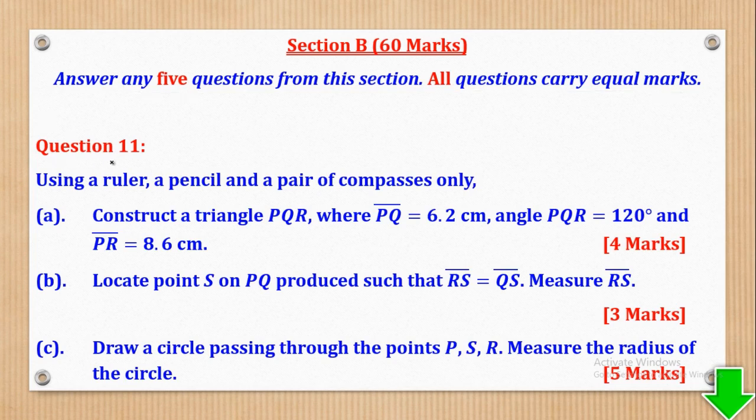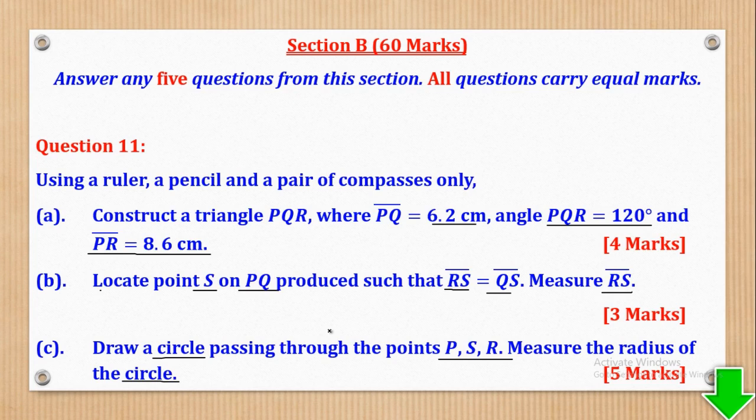So we shall start with question 11. Question 11 says, using a ruler, a pencil, and a pair of compasses only, part A, construct a triangle PQR where PQ is 6.2 centimeters and angle PQR is 120 degrees and PR is 8.6 centimeters. Then part B says, locate point S on PQ produced such that RS is equal to QS. Measure RS. Then lastly, part C says, draw a circle passing through the points PSR. Then measure the radius of the circle.